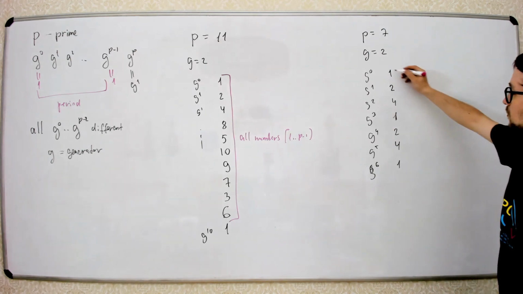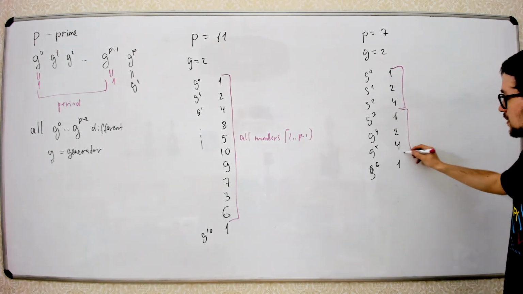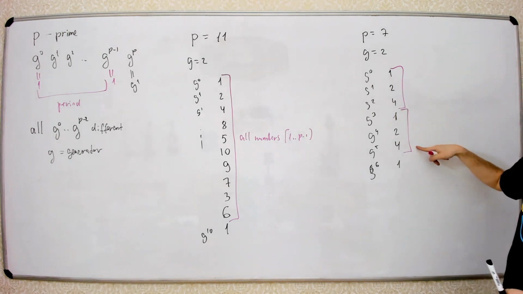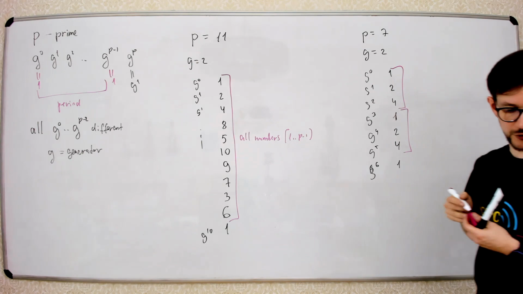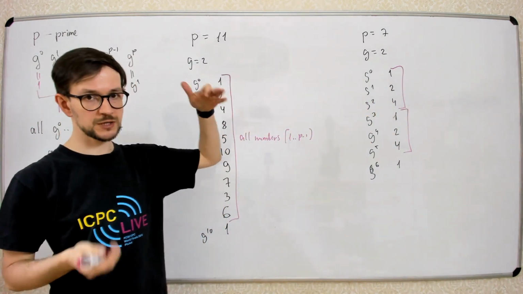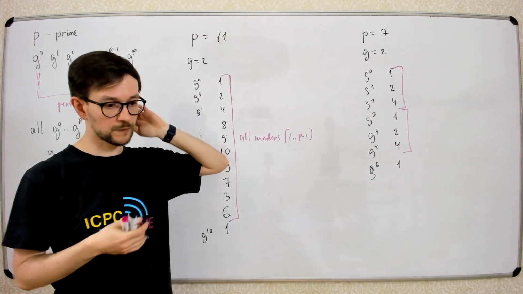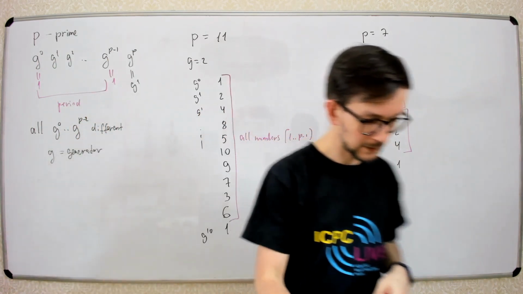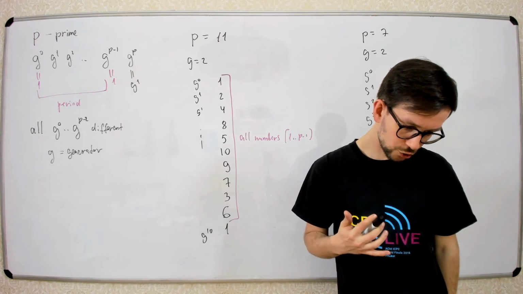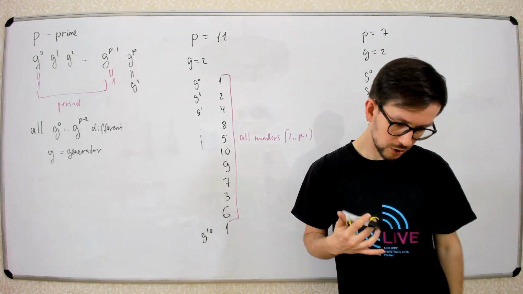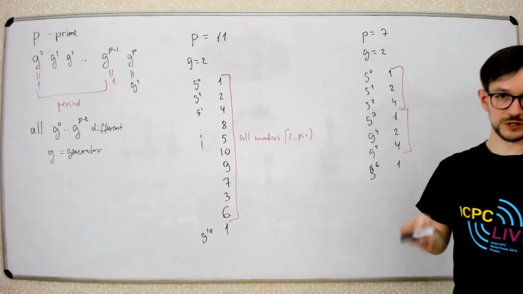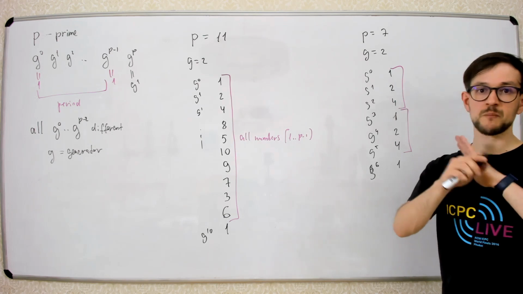So the length of this period is less than 6. I want this period to be of length 6, but here I have a period of length 3. So it happens. For some numbers, the length of this period will not be 6, not p minus 1, but smaller. Okay, so not every number is a generator, but there are many generators.